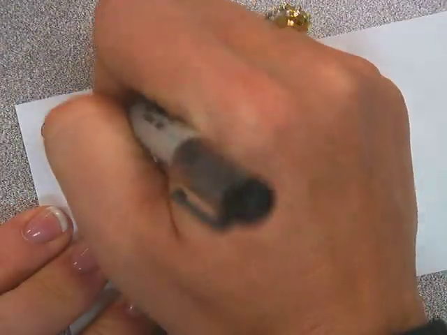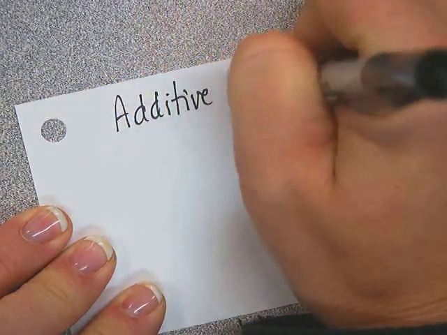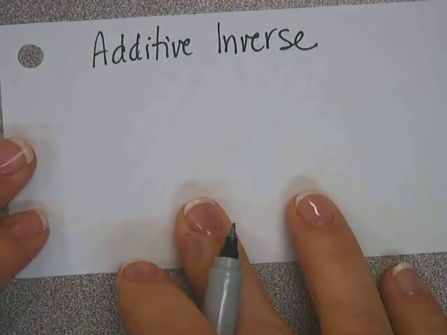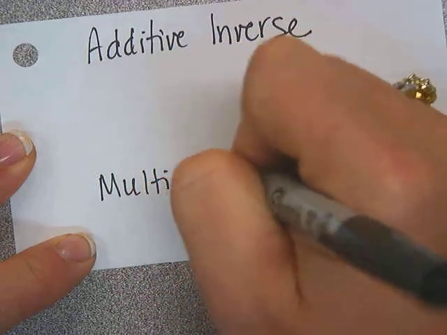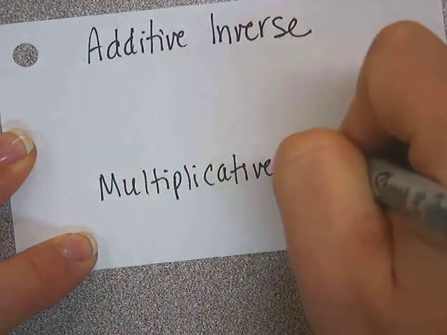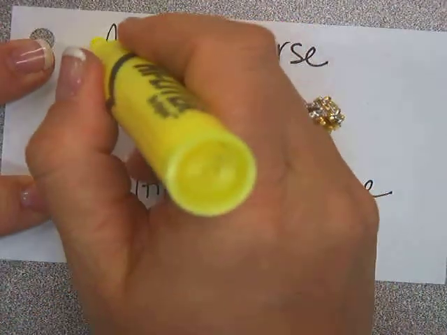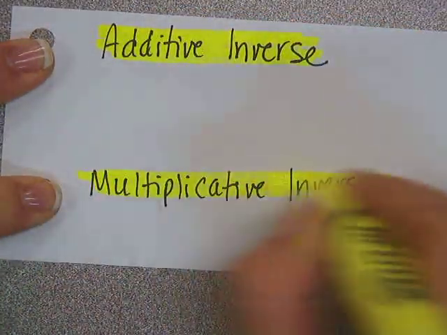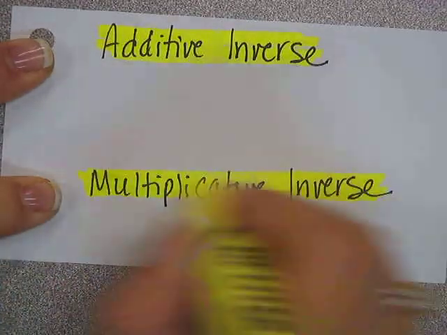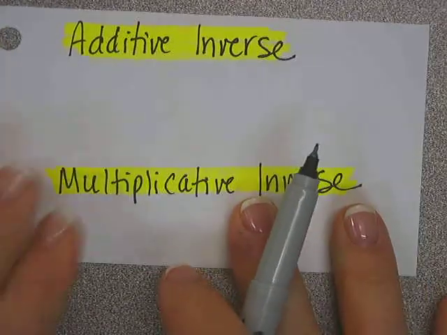Okay. The next one is additive inverse. And I think to save space, we're going to do additive inverse and multiplicative inverse on the same card. Okay? So the reason we're highlighting this is that we are going to do some activities with these cards, and if you can recognize what the topic of each card is with the highlighters, you'll be able to find the solutions a little easier.